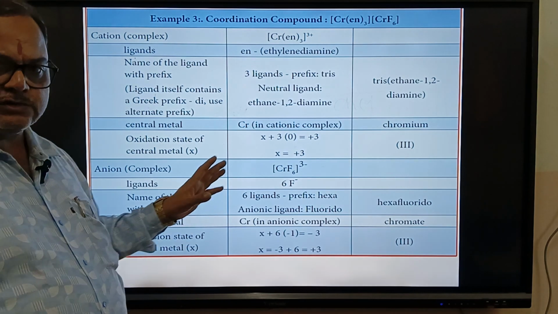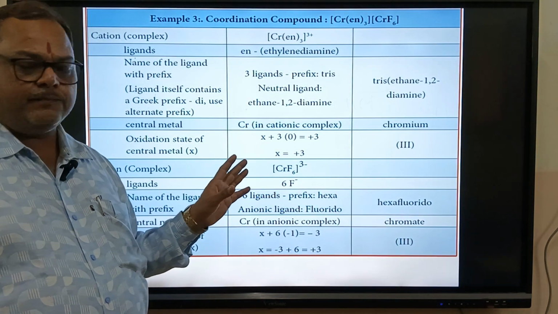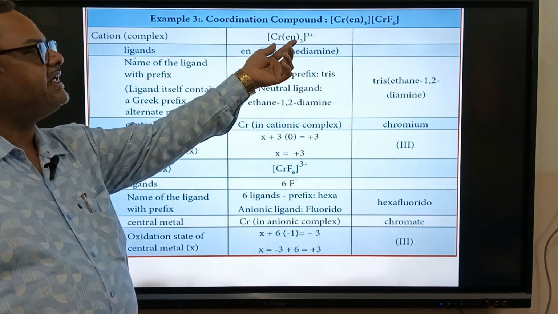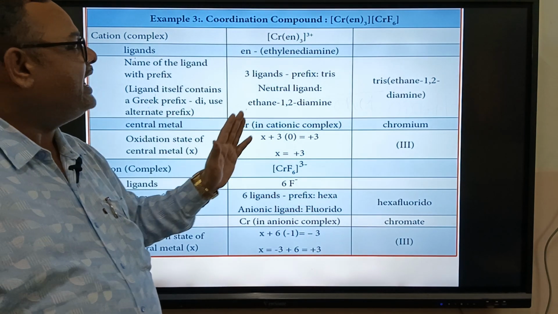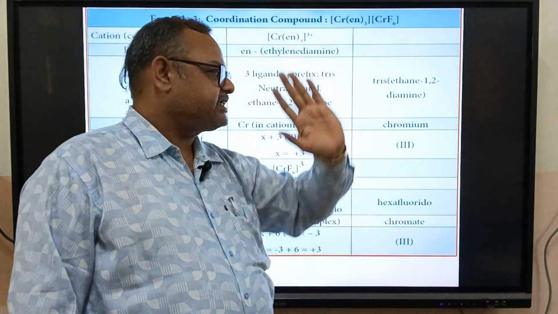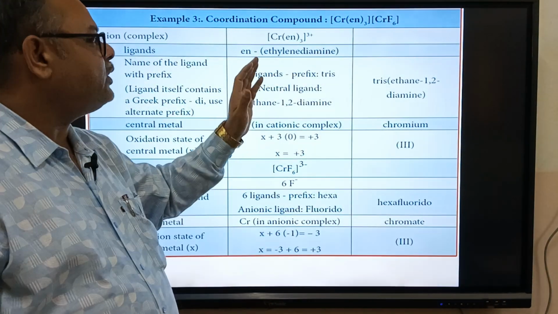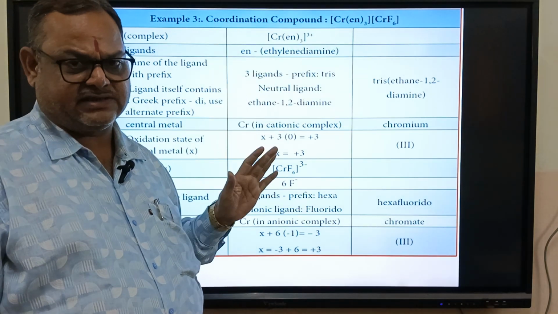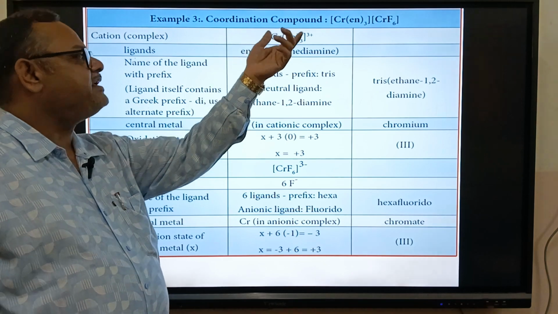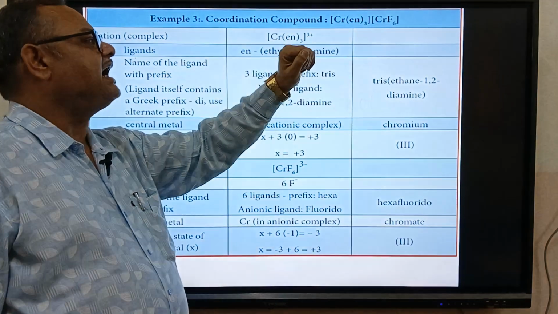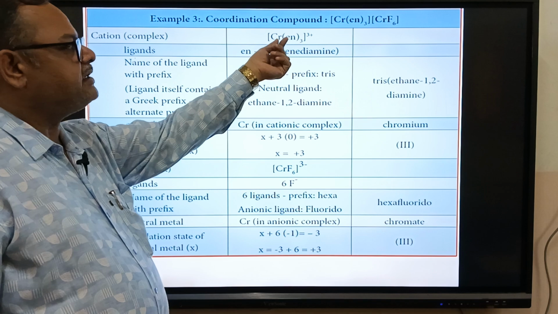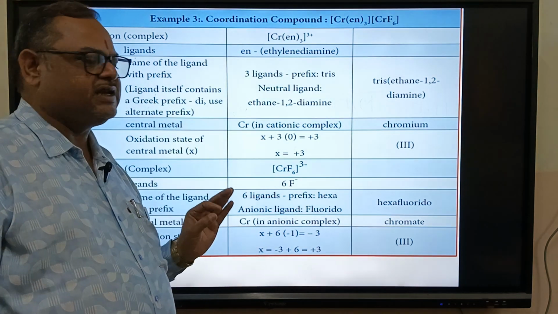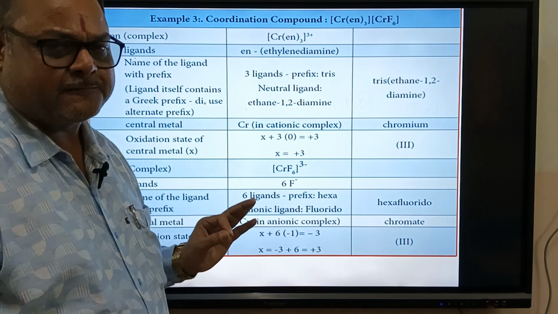One more question, this will be the last question for the video, children. We have a complex which is [Cr(en)3] and [CrF6]. Here we have both the cation as well as the anion present as complex ions. Now, for naming the complex cation, we will consider the ligand en is ethylenediamine, proper name is ethane-1,2-diamine.